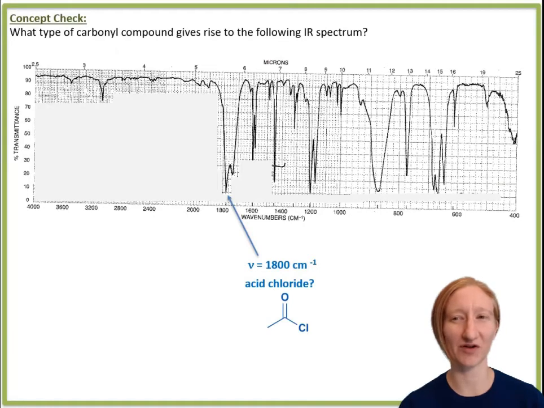We don't want to stop there though. We want to look for another peak that can help corroborate that assignment. So we would look for the carbon-chlorine stretch between 550 and 730 wave numbers. And we do in fact have a band in that range. So an acid chloride is a good assignment for this spectrum.